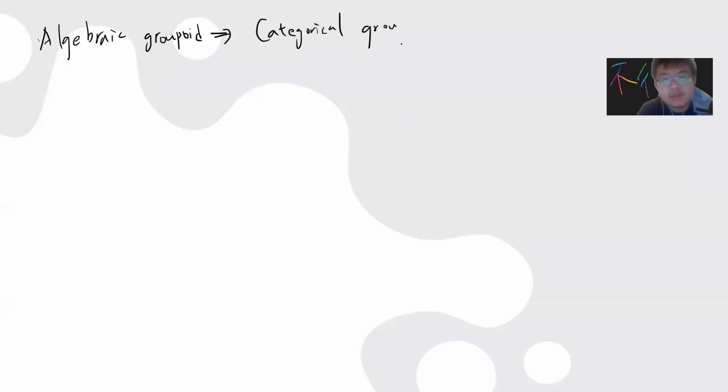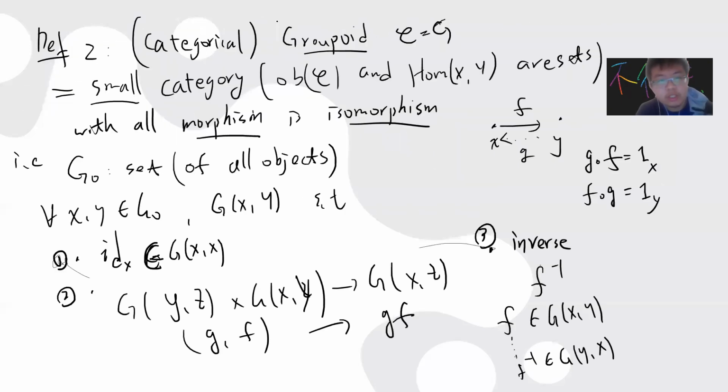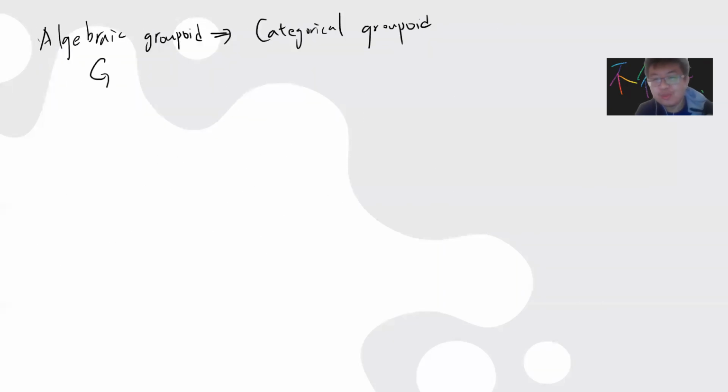So probably the only difficult one is to start from the algebraic groupoid and try to go to the categorical groupoid. This might be a little bit difficult, because I start from G and need to go to the categorical one. So I need to define a hom set, find a composition, and prove everything. So this direction will be a little bit difficult.